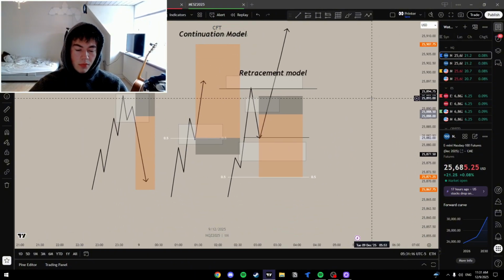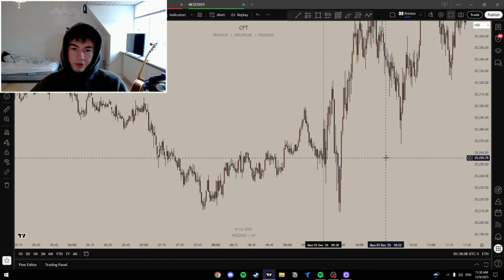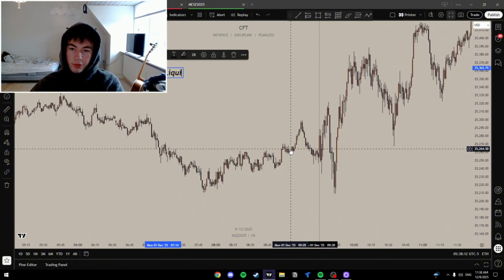Okay, so now let's go into some visual examples. Alright, so let's start with the reversal model. What do we want to see here, or what do we mainly focus on here? Focus first of all on liquidity. Why? Because the market likes to hunt liquidity and use liquidity as its fuel.